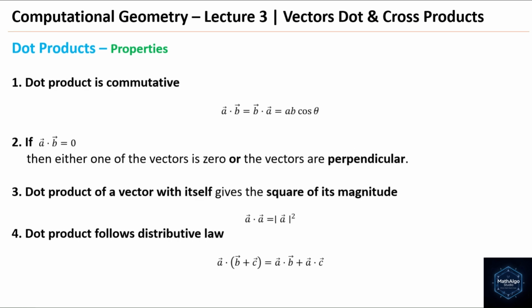Now let's understand the important properties of the dot product. First, the dot product is commutative. This means the order of vectors does not matter. Vector A dot B is equal to B dot A, and mathematically it is written as A dot B equals AB cos theta. Second, if the dot product of two vectors is 0, then one of two things must be true. Either one of the vectors is a zero vector, or the two vectors are perpendicular to each other. This property is very useful when checking orthogonality.